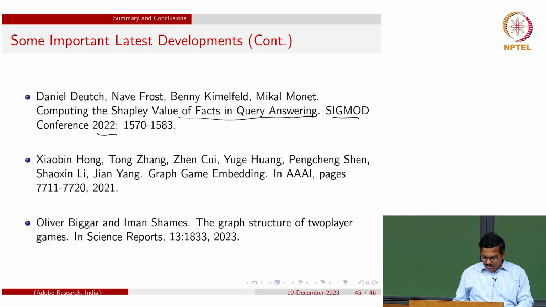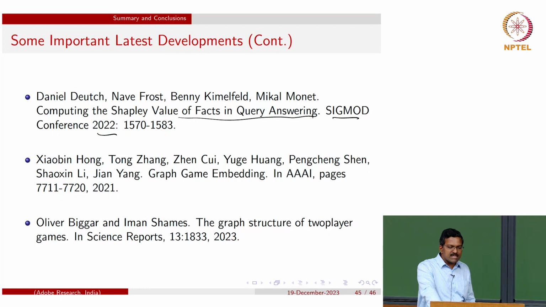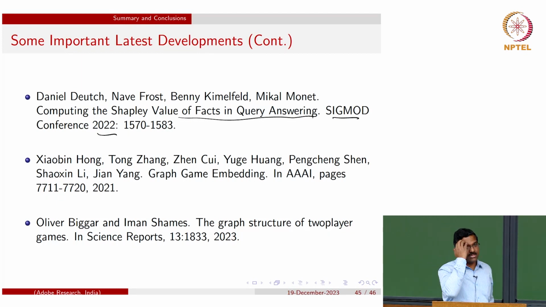So coming to the next one, graph game embeddings. This is an AAAI 2021 paper. So what it does is, in game theory, we just briefly looked at the cooperative game theory notion. There is also the other branch called non-cooperative game theory.